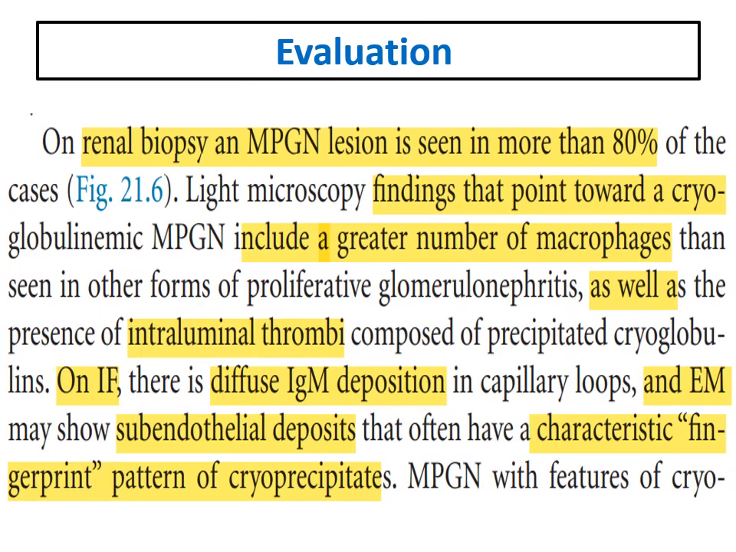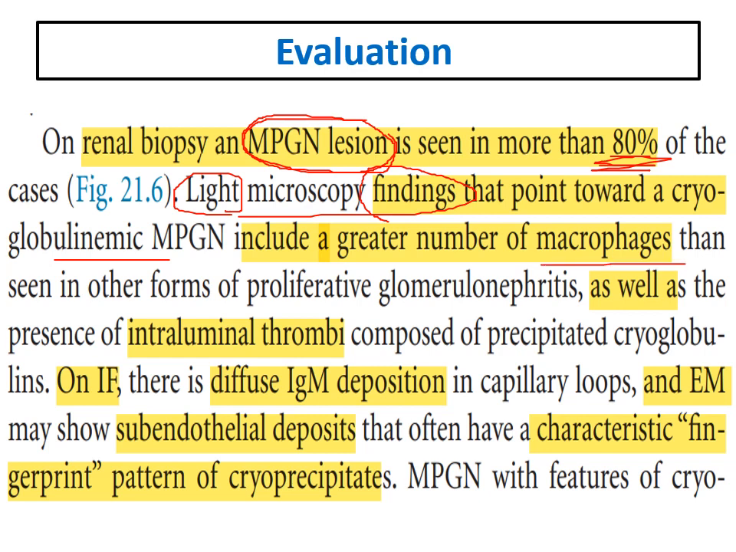On renal biopsy, what is the pattern? The pattern is mainly MPGN, membranoproliferative glomerulonephritis. In more than 80% of cases, the main lesion is MPGN. But what are the light microscopy findings that point towards cryoglobulinemia? These findings are very important.